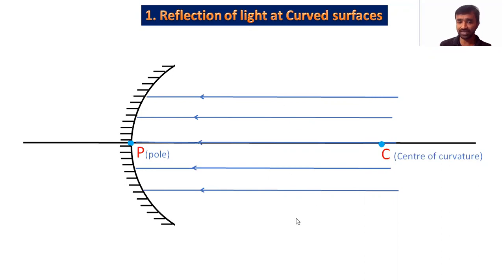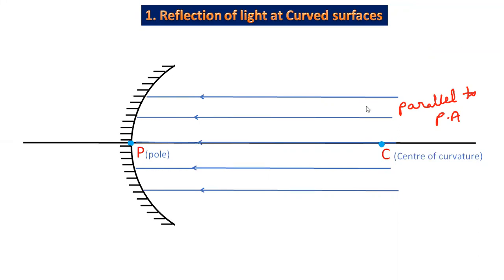How are these rays parallel to each other? These rays are parallel to each other as well as parallel to the principal axis. They are parallel among themselves and parallel to the principal axis. Is there any confusion?